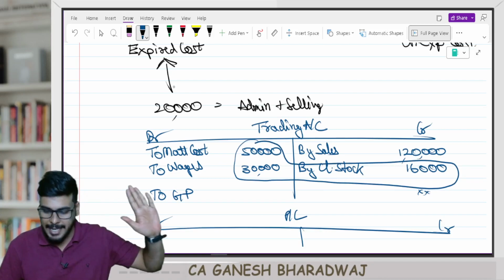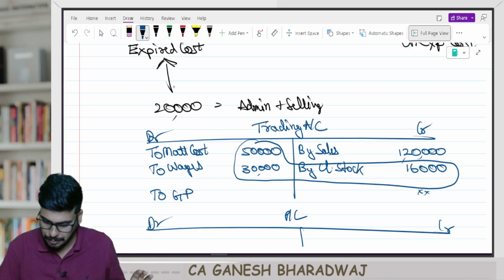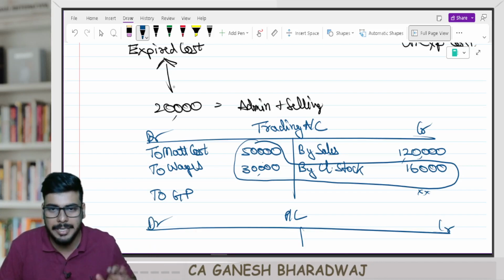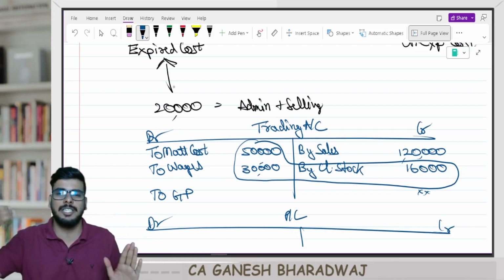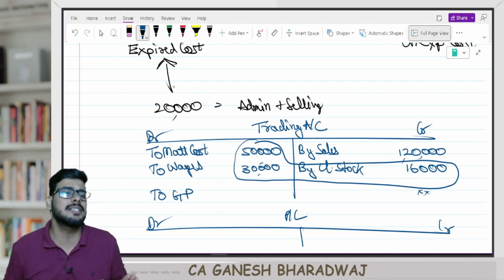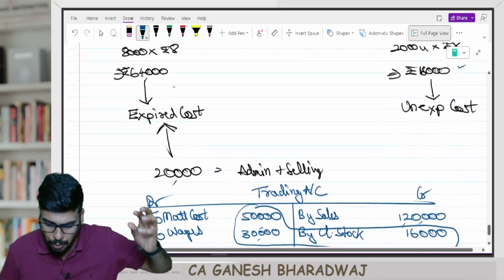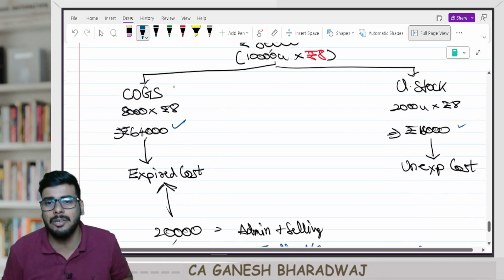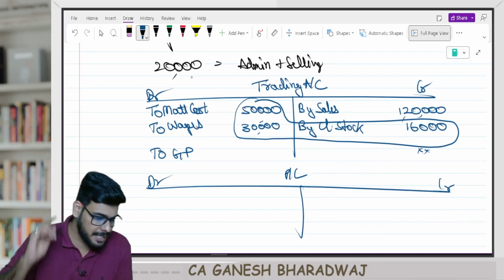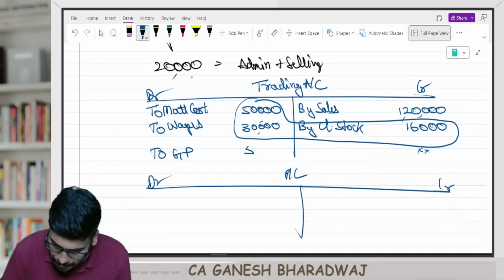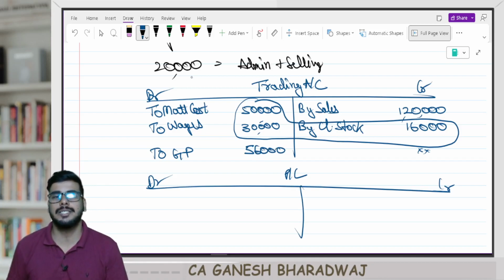50 plus 30 is 80,000, right? 80,000 is the total cost. Out of that, 16,000 is my closing stock. So 80 minus 16, how much is it? 64,000. 64,000 is my cost of goods sold. That is what we got here. Right? And sales minus cost of goods sold, 1,20,000 minus 64,000, how much is it coming out to? 56,000. This is going to be my gross profit. Guys, are you clear with this?